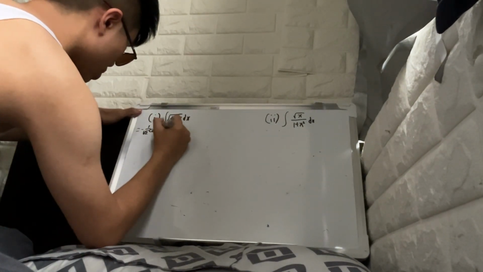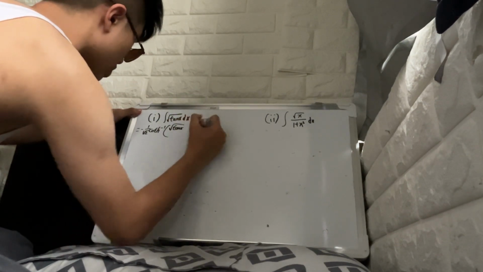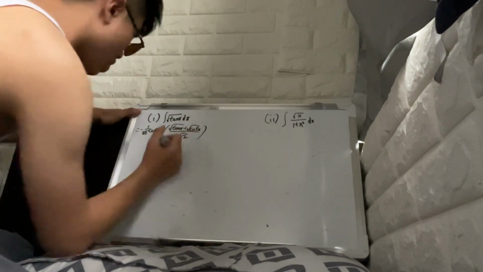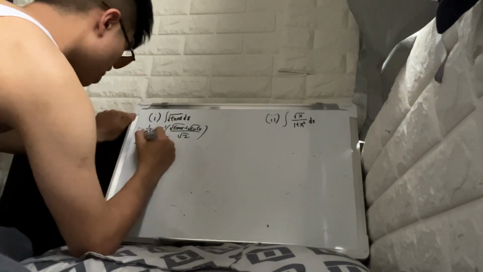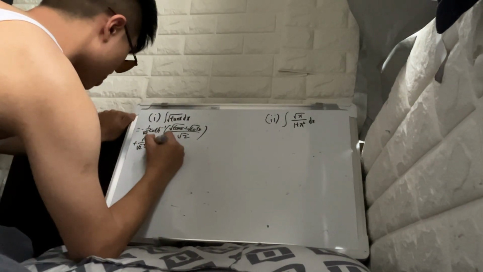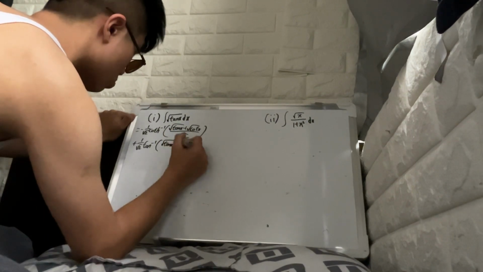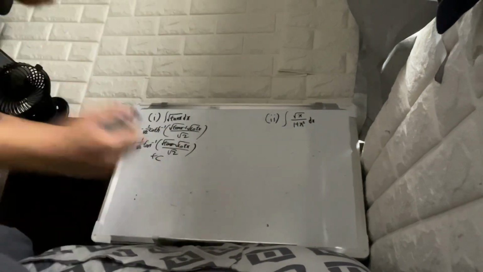Negative 1 over root 2 times inverse hyperbolic cotangent of square root of tangent x plus square root of cotangent x divided by square root of 2. I don't have any space, so I put the result here, and then plus 1 over root 2 times inverse tangent of root tangent x minus root cotangent x over square root of 2 plus c, like that.